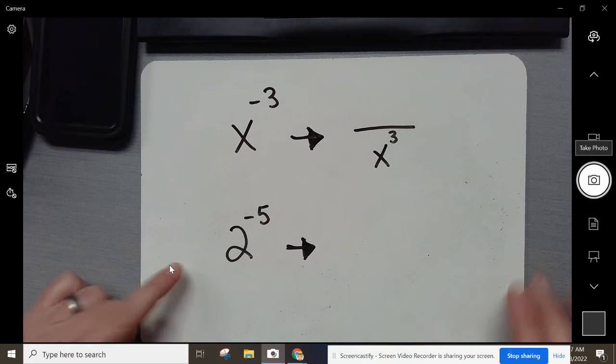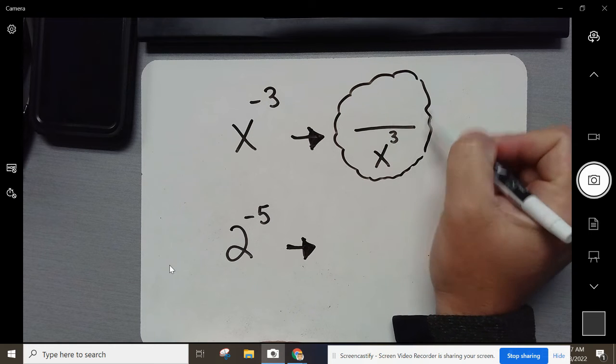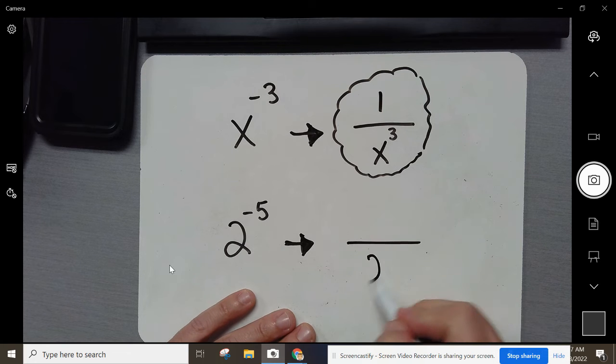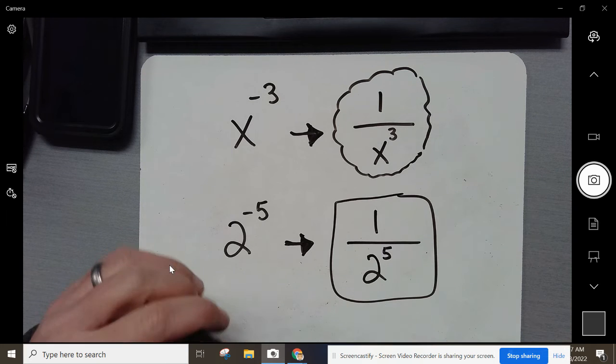Let's go ahead and go about this. Remember, this cannot be your final answer without putting a 1 on top, okay? Now, same thing here, 2 to the 5th with a 1 on top. All right, so this is review.